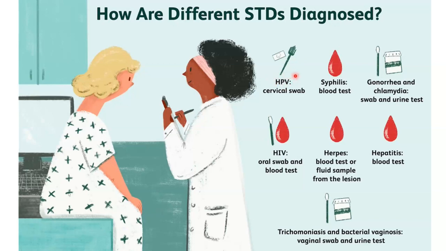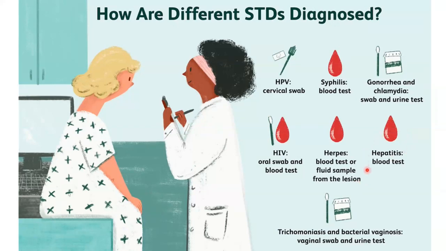HPV is a virus. Mostly, it causes cervical cancer and other genital warts in women, and it can be diagnosed by taking a sample from a cervical swab. Syphilis can be diagnosed by a blood test. Gonorrhea and chlamydia are bacteria that can be diagnosed either by a swab from the wound or a urine test. HIV can be diagnosed by either an oral swab or a blood test. For herpes and other types of infection, a blood test or a fluid sample from the wound or lesion caused by herpes can diagnose it.